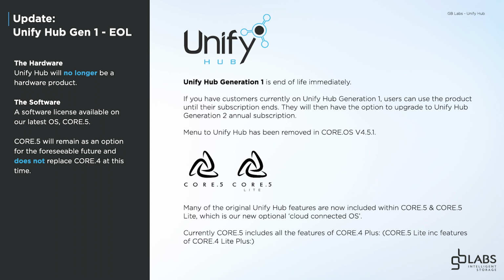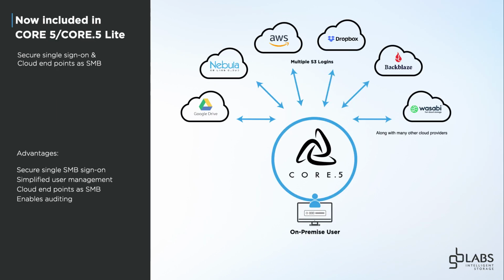As a software, it's available on all of our storage appliances and will come with the Core 5 OS, which in effect is our connected OS and brings a far greater integration between cloud storage and cloud accounts. Core 5 is not due to replace Core 4 at this moment in time and will run alongside it. Core 5 will come free of charge with any annual subscription to Unify Hub Gen 2. So let's have a look at some of the features now included in Core 5.